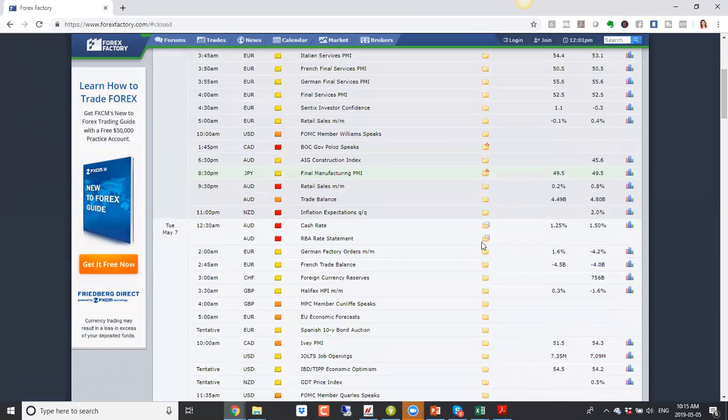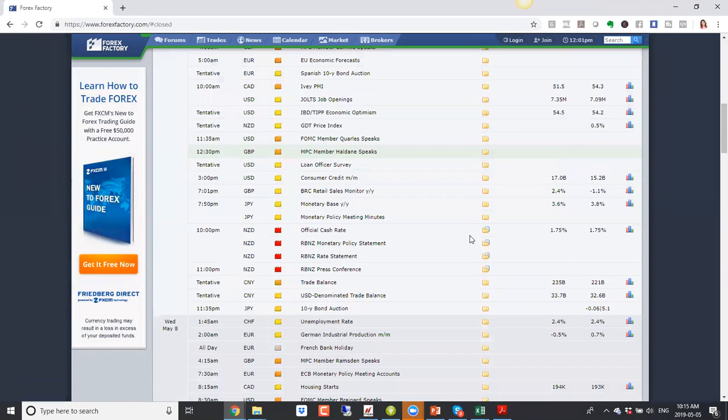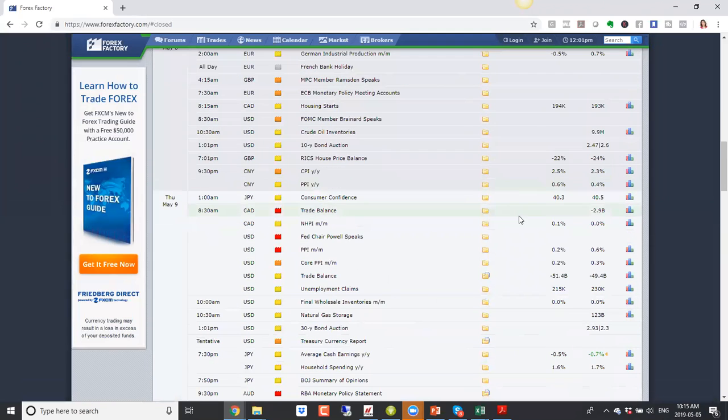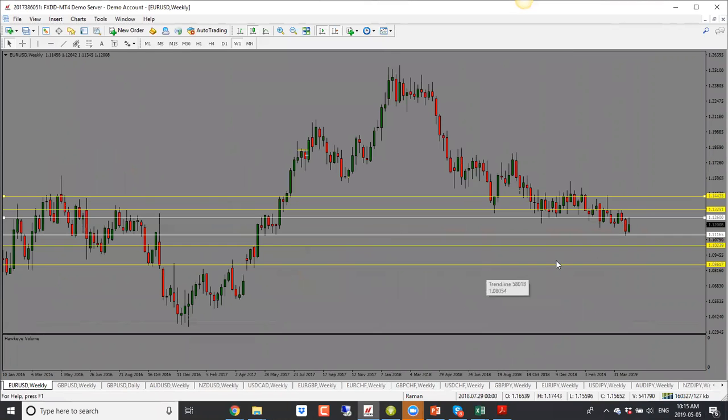And perhaps we want to look at pairs that don't have news coming up that day. So that's for our news. Looks like a busy week coming up. Now, let's take a look at our charts here. And as usual, we'll start off with euro dollar.